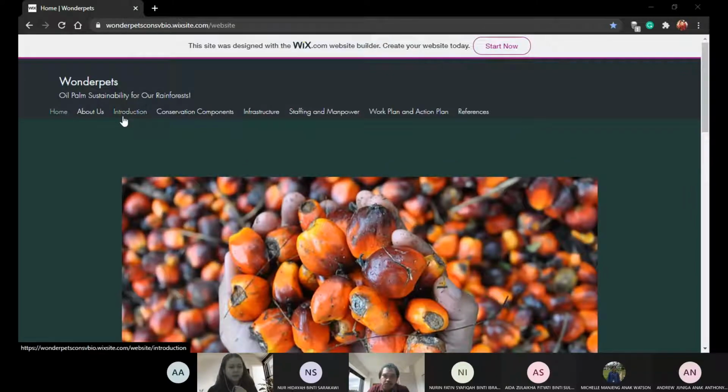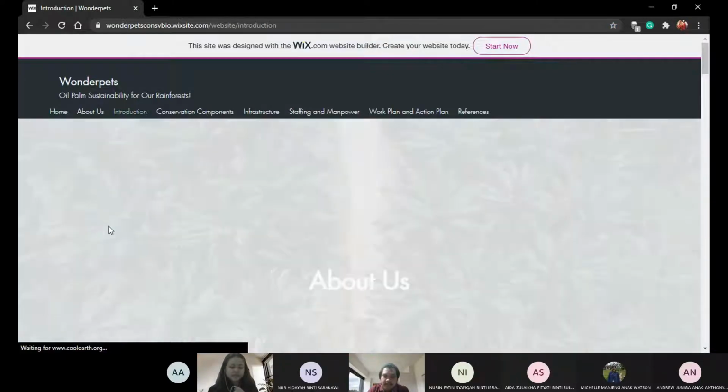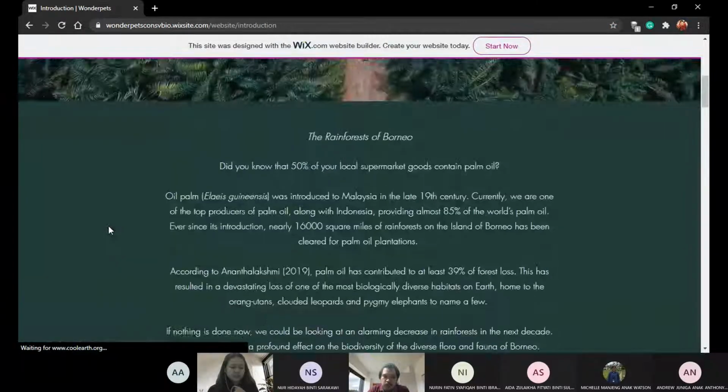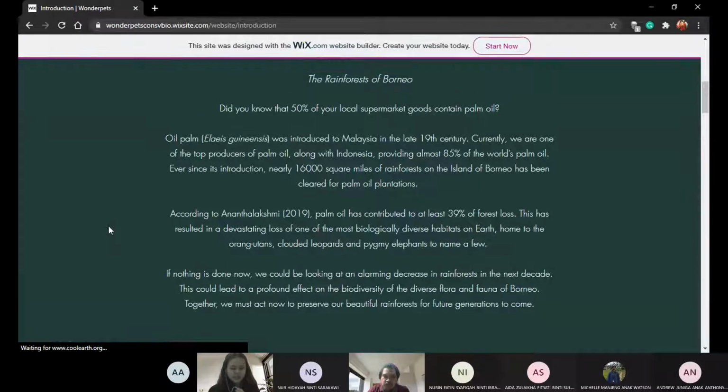First of all, palm oil, also known as Elaeis guineensis, was introduced to Malaysia in the late 19th century and became the world's top producer of palm oil. However, most rainforest in Borneo is now lost due to oil palm plantation purposes. If this happens continuously, there might be an alarming decrease of rainforests and more species extinction will occur in the next decade.